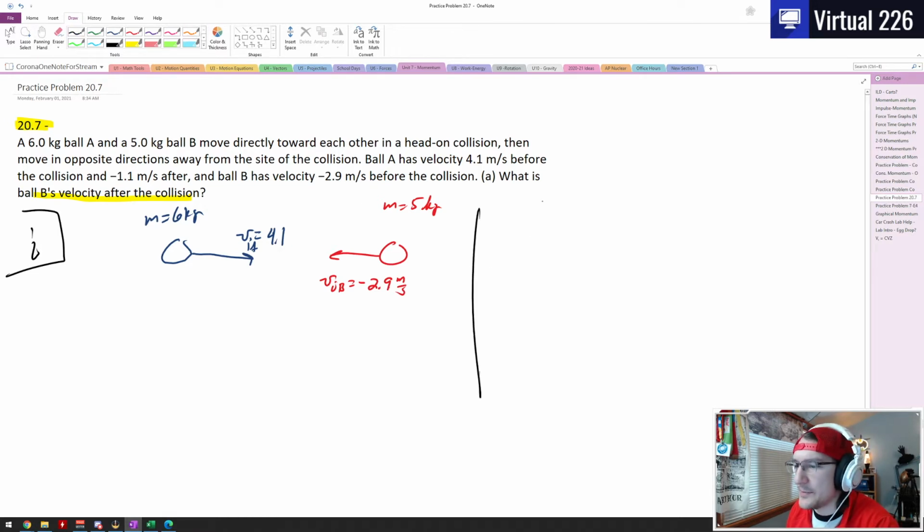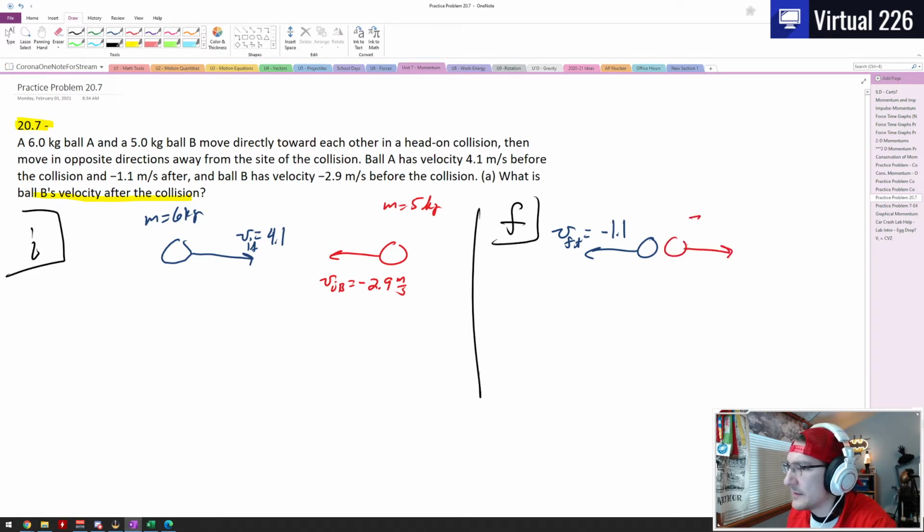If we draw a second picture here for our final setup, the balls bounce off each other. So this one moves back with a final velocity of ball A of negative 1.1, and the final velocity of ball B is equal to something, and we don't know what it is.